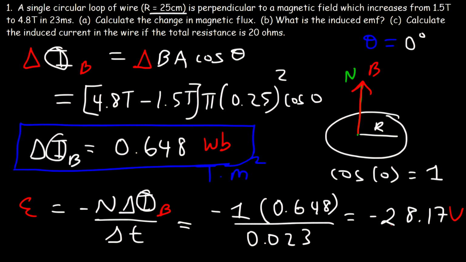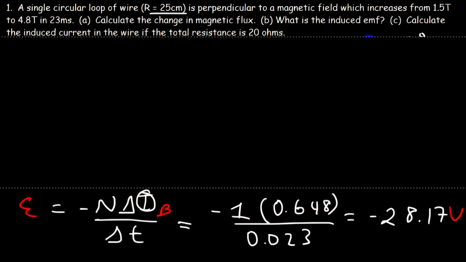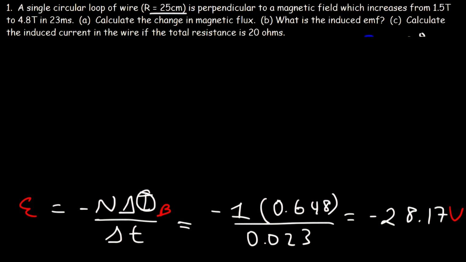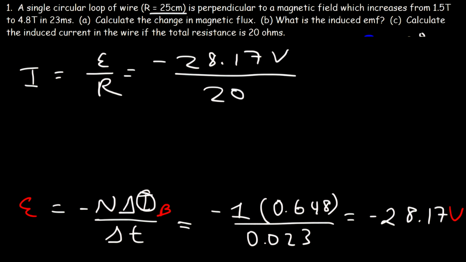Now the next thing we need to do is calculate the current. The current is the induced EMF divided by the resistance. So it's 28.17 volts divided by 20 ohms. And this is equal to 1.41 amps. And so that's the answer for part C.